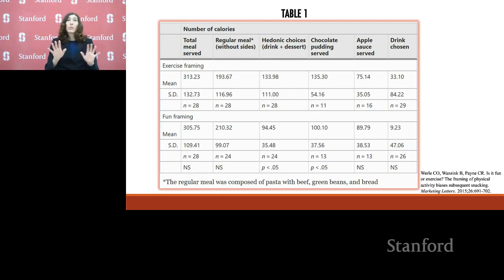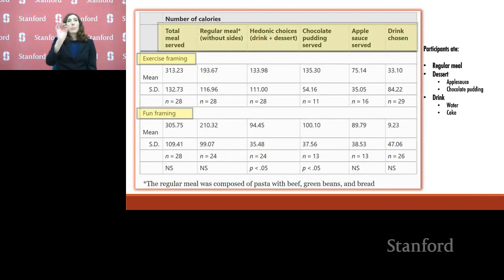This table shows the main results from the study. I'm just going to zero in on a few items from this table. So first of all, they were comparing 2 groups, the exercise framing group and the fun framing group. So those are the rows of the table. The columns of the table correspond to different calorie counts. So the first column is just the total calories they served themselves at lunch. They then broke this down to calories from the main meal versus calories from the drink and the dessert. And they had 2 choices on dessert. They could have chocolate pudding or applesauce, and the drink was either a Coke or a water.